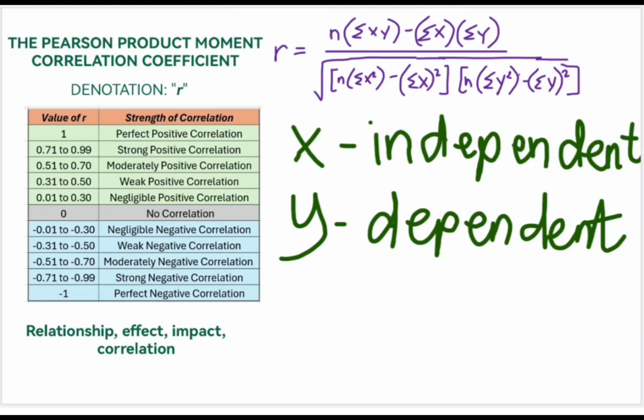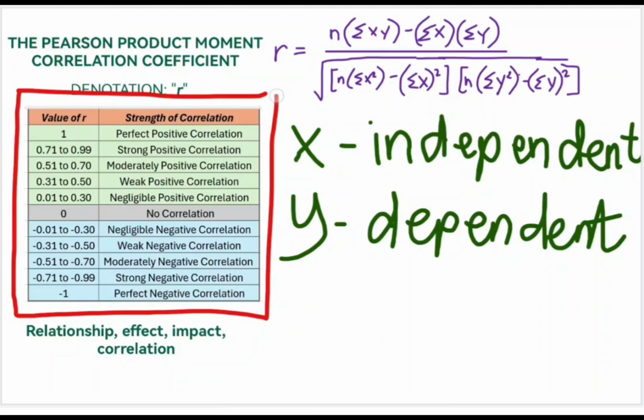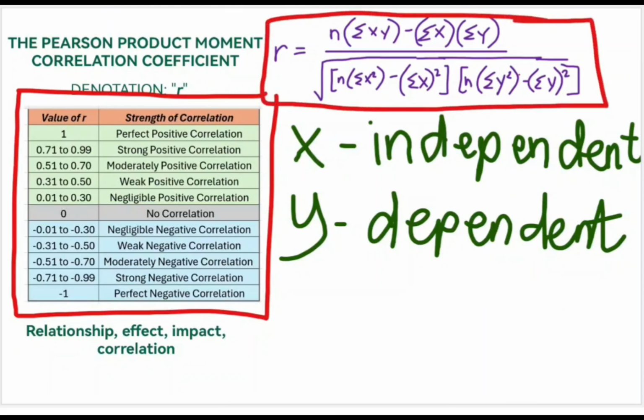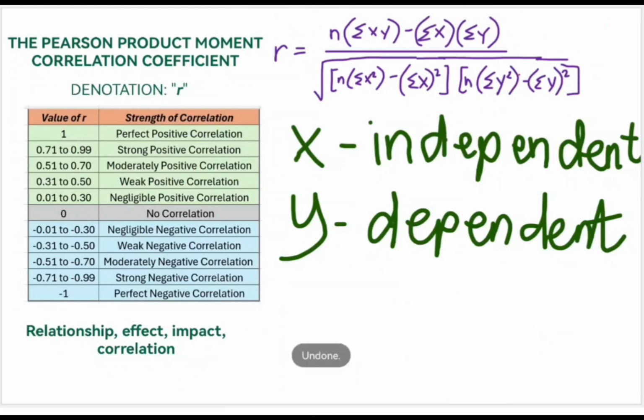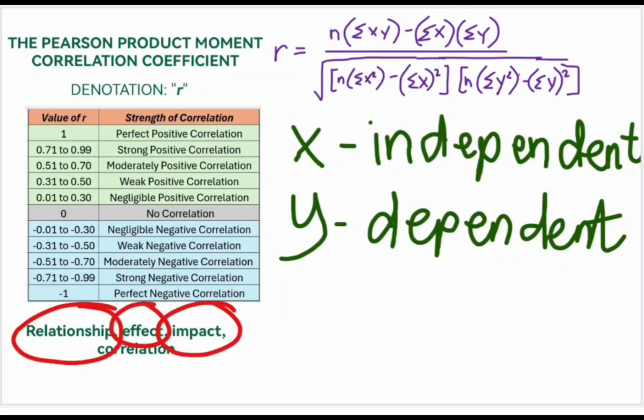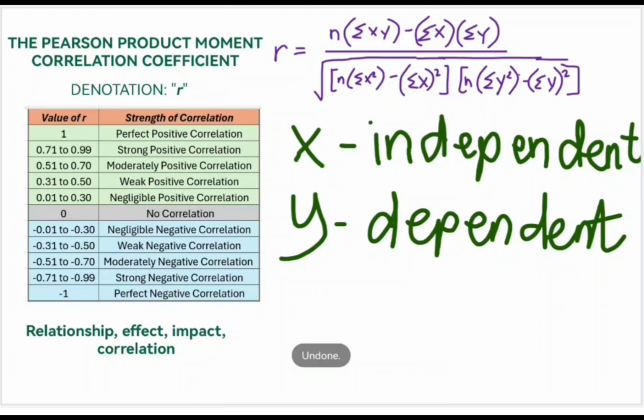In this video, we are going to talk about the Pearson product moment correlation coefficient. It is denoted as R. And the description over here will interpret the result for our formula, for the result of our R. And if we're going to talk about the correlation, always remember that it talks about the relationship, the effect, or the impact. Now, for the data, we have X and Y.